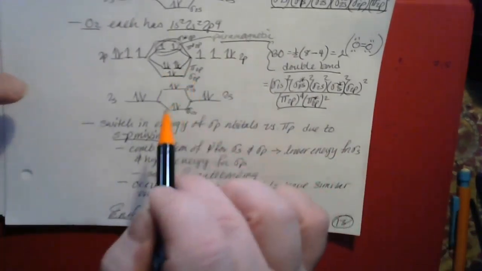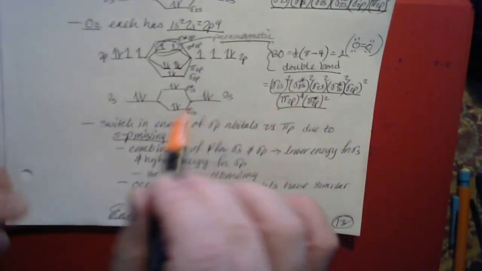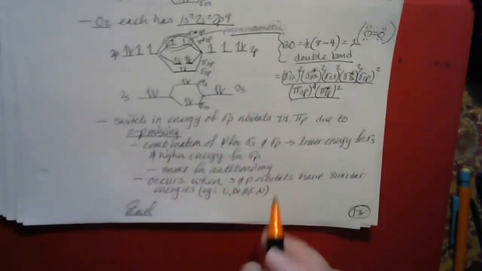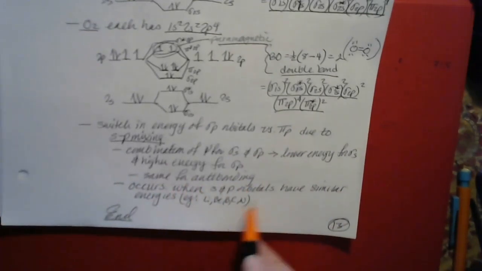The reason that the sigma 2p and pi 2p orbitals can switch places sometimes is due to what's known as sp mixing. It's a combination of the wave function for sigma s and sigma p that leads to lower energy for sigma s, but higher energy for sigma p orbitals. And the same happens for the antibonding orbitals. And this occurs when the s and p orbitals have energies that are similar.